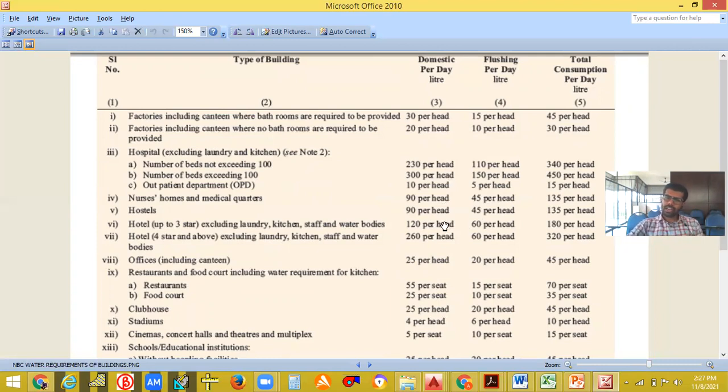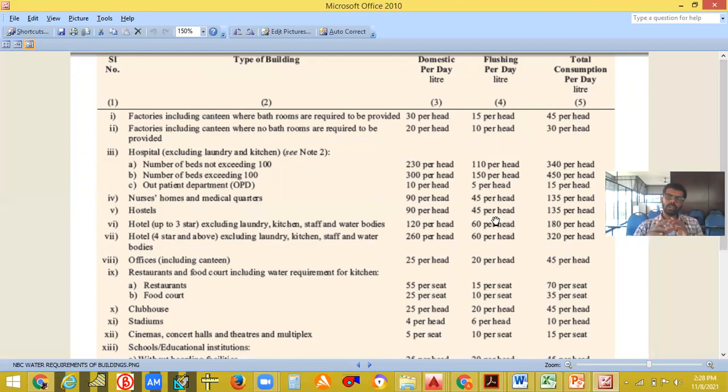So if there are 10 people, just multiply by 10, you will be getting 900 liters, and for 45 you will be getting 450. So in this case the flushing will be almost half. Half in the sense of domestic. If the domestic water tank, for example, 1000 liter is the tank capacity, imagine for domestic purpose. So if it is 45, it will be 500 liters per day, if you are using it for 1 day storage.